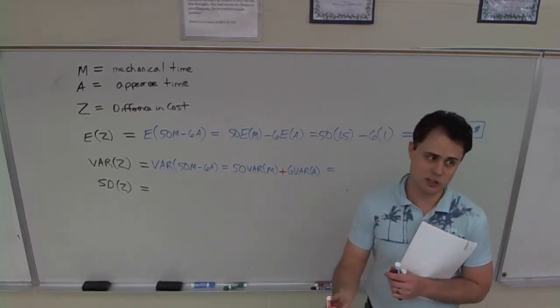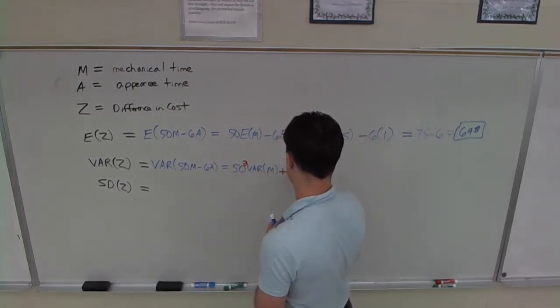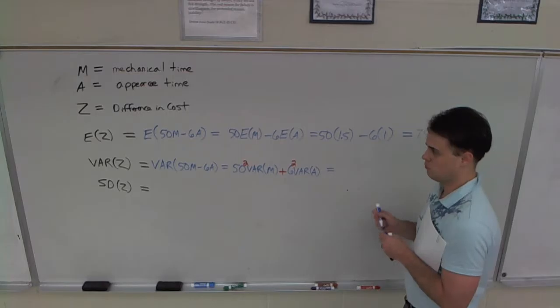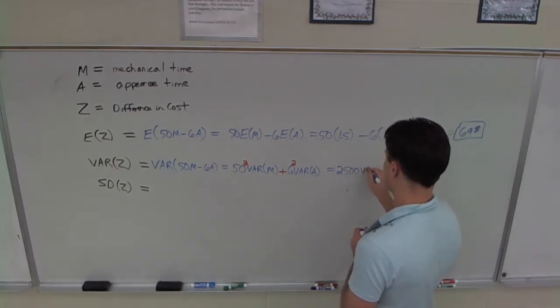Variances always have squares in them, right? That's the key. If you remember that, you're good to go. Okay, now I think I'm okay. So this is 2,500, right? Just did it a second ago.